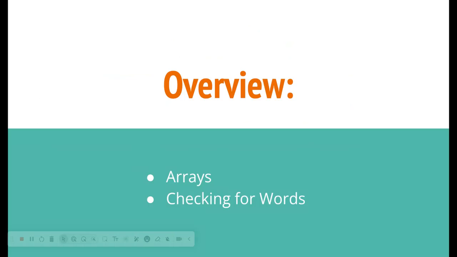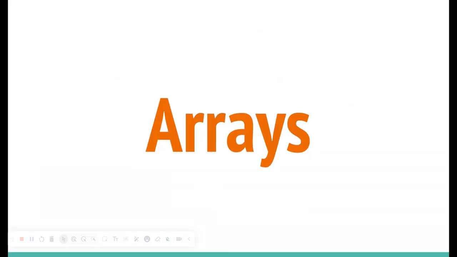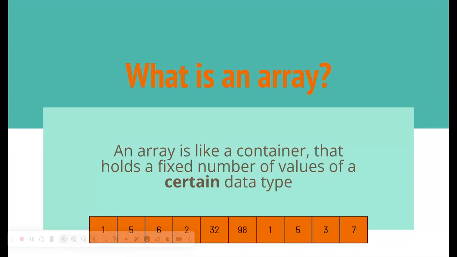So an overview of today's lesson: we're going to be going over arrays and array lists, and then we're going to be checking for words. So first, arrays. What is an array? An array is like a container that holds a fixed number of values from a certain data type. For example, this is an int array with a bunch of integers here.